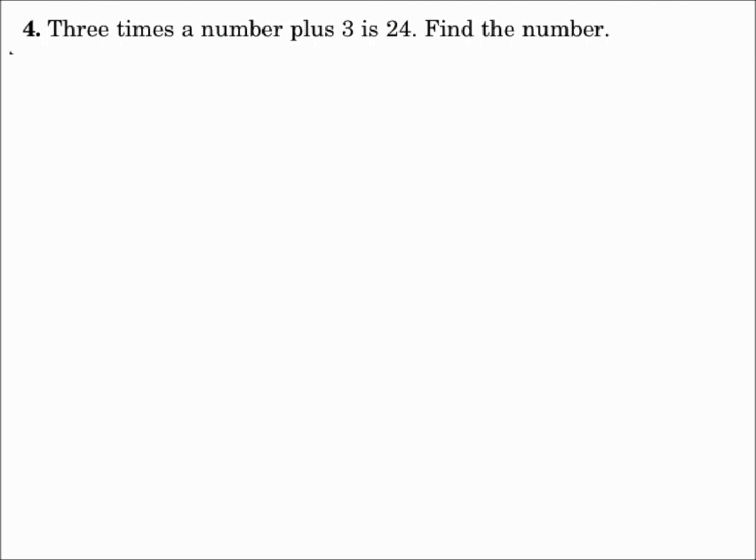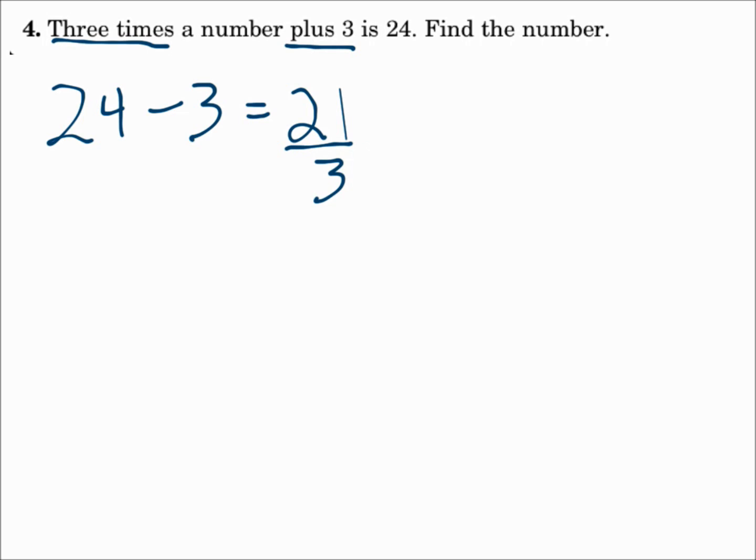Number 4. 3 times a number plus 3 is 24. Find the number. We'll start with the final number, which is 24, and now work backwards. If it was plus 3, do the opposite and subtract 3 to get 21. And then if it was 3 times that number, do the opposite and divide by 3. 21 divided by 3 is 7. Start at the final number and go backwards doing the opposite operation for each step.